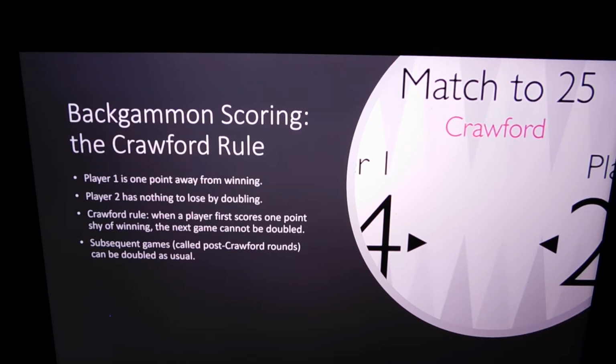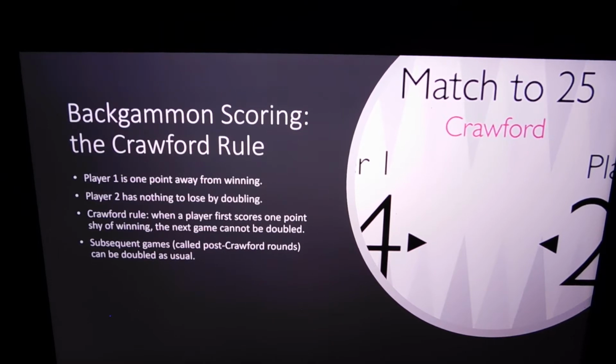Now, something interesting happens when one player is getting close to winning. So in this position, apologize for the typo, this is really a match to 5. Player 1 has 4 points, player 2 has 2 points, and we're playing up to a match at 5. Player 2 has nothing to lose by doubling, right? If he loses this round, he loses. And if he doubles, he could potentially win 2 points, right? So this is a no-brainer to double, which is what led to the introduction of the Crawford rule.